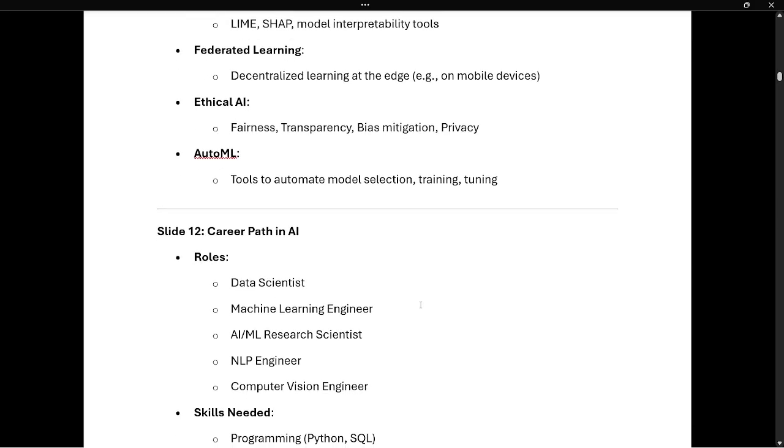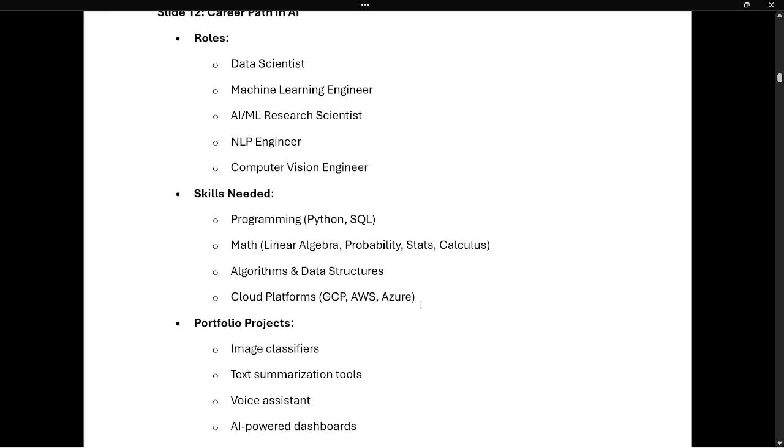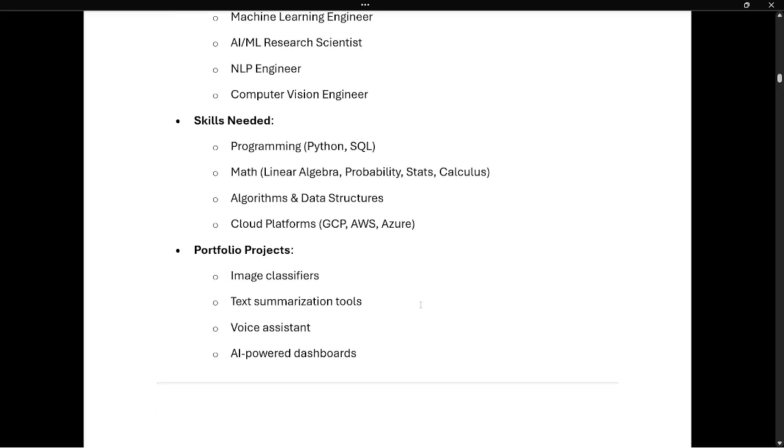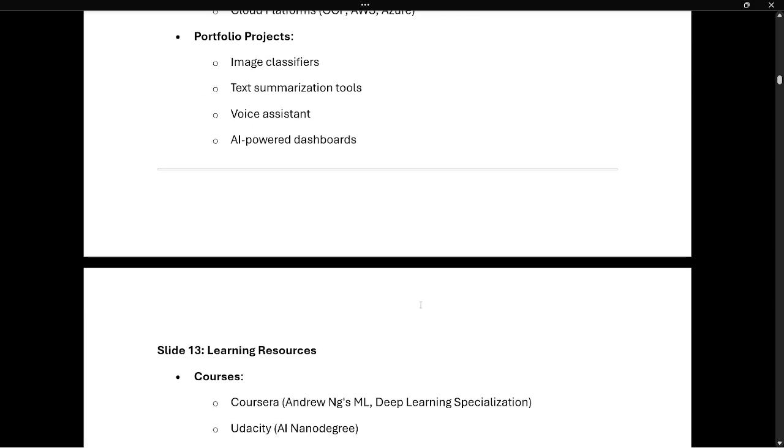If you are new or want to make a career in AI, what are the roles we have? We have different career roles defined, like data scientist, machine learning, AI, ML, NLP, computer vision. What are the skill sets needed? Programming is needed, math: linear algebra, probability, statistics, calculus; algorithms and data structures; cloud platforms, GCP, AWS, Azure, whichever cloud platform you are training on. Then portfolio projects like image classification, text summarization, voice assistant, AI-powered dashboards. These are the things we can understand.